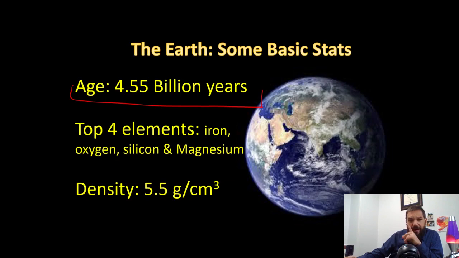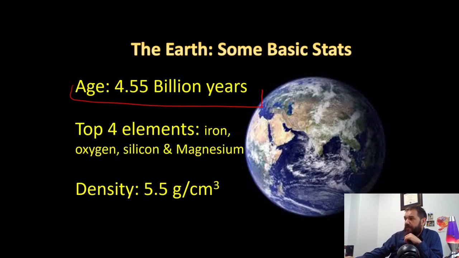And what are the top 4 elements for the whole Earth? In the whole Earth, it's actually iron is number 1. That's the core. Then we have oxygen, silicon, and magnesium. Okay, those are the top 4 for the whole Earth. We'll talk about the crust in just a little bit.